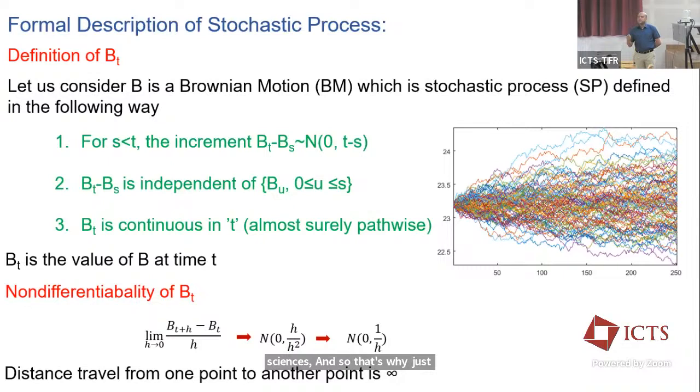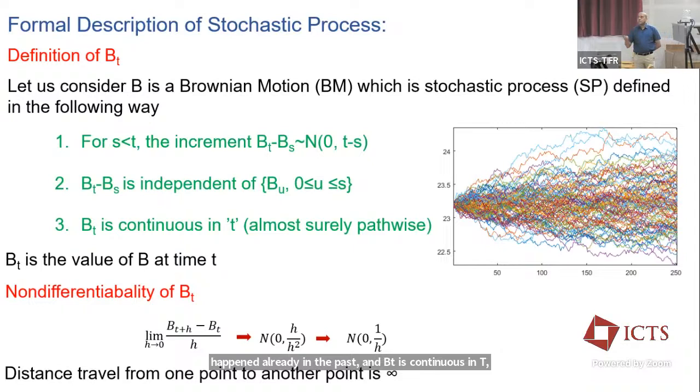So B_t is the Brownian motion, the stochastic process, you can imagine it that way. It satisfies a few relations. For s less than t, the increment B_t minus B_s is always a Gaussian distributed function whose mean is zero and the variance is t minus s. This is one rule. Also B_t minus B_s is always independent of B_u, which is the value that already happened in the past, and B_t is continuous in t, almost surely pathwise.